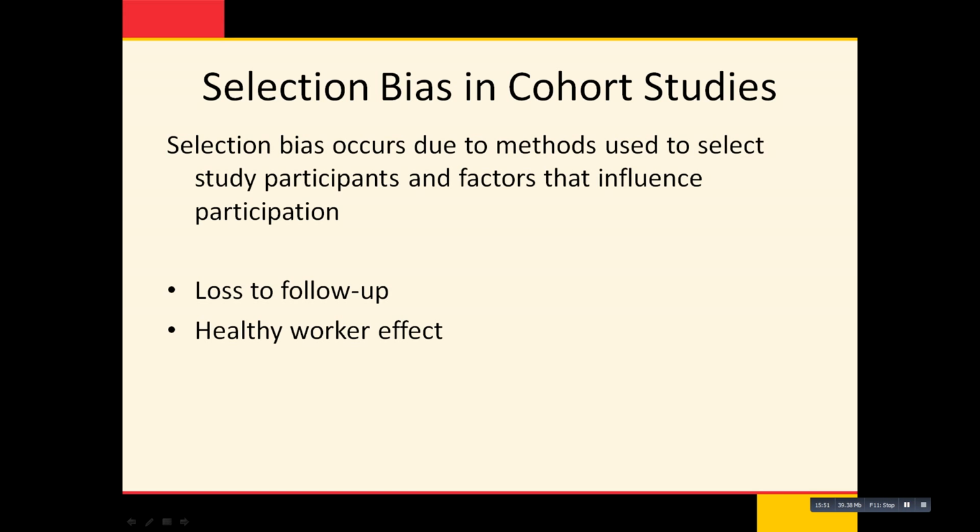Now, when we think about differential loss to follow-up, it can bias both the relative and the absolute measures of association, but it can go either way. It can go upward or downward depending on whether the loss occurs among the exposed subjects who develop the disease, or among the unexposed subjects. So it's not one direction only. It can bias them in different directions depending on where the loss to follow-up occurs preferentially, in other words, where the losses are greater in one group versus the other.